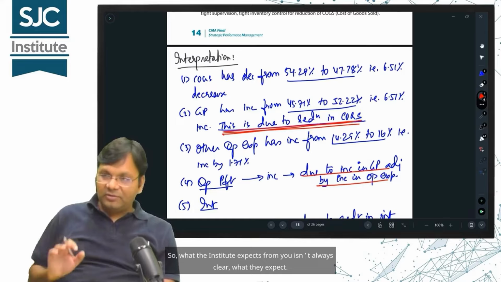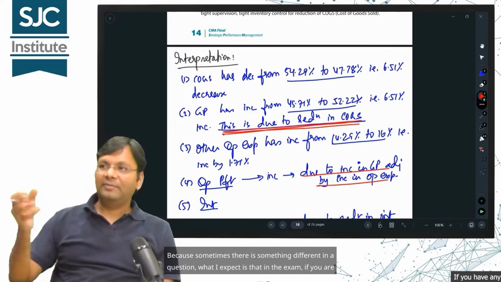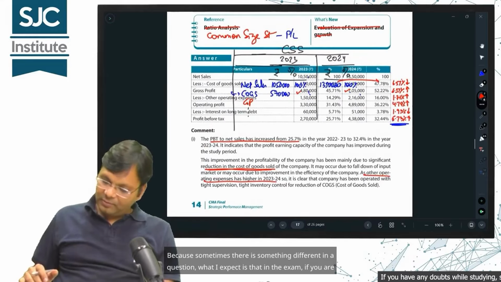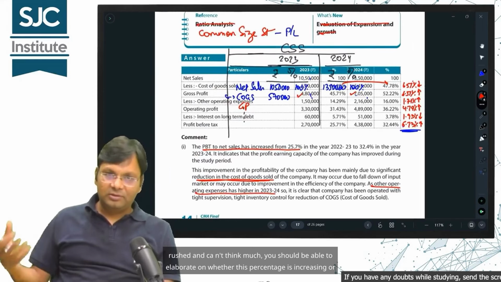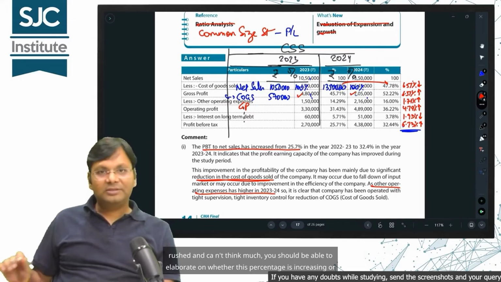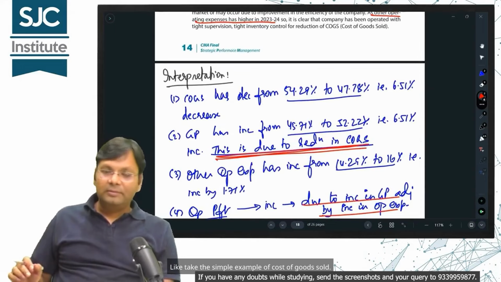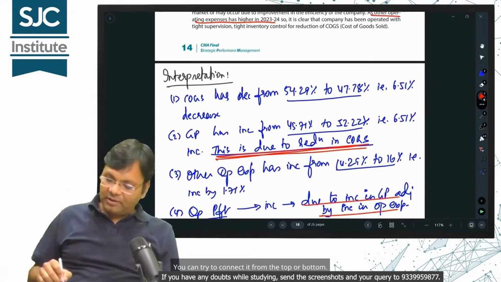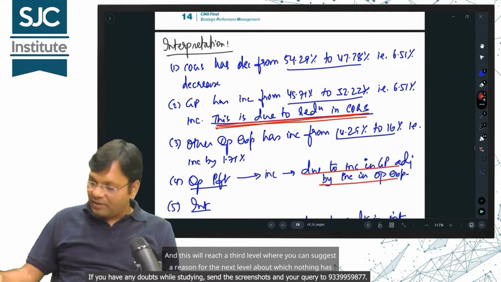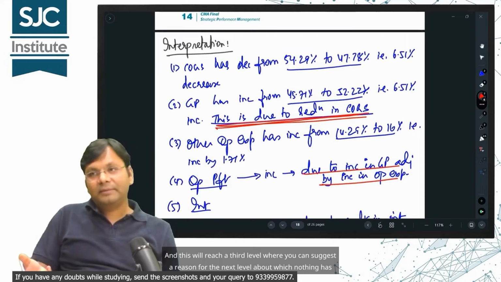So, what the institute expects from you isn't always clear, because sometimes there is something different in a question. What I expect is that in the exam, if you are rushed and can't think much, you should be able to elaborate on whether this percentage is increasing or decreasing. Like take the simple example of cost of goods sold. You can try to connect it from the top or bottom. And this will reach a third level where you can suggest a reason for the next level about which nothing has been said. That's it.